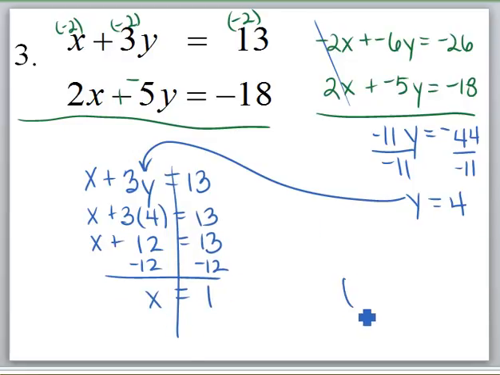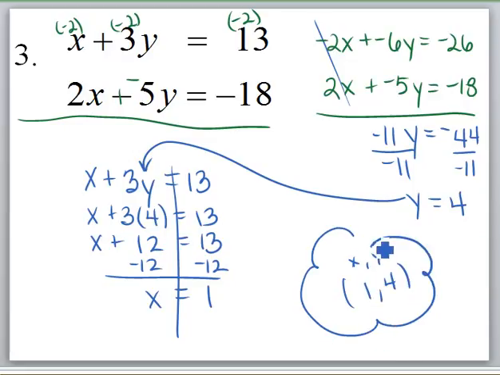So I end up getting the answer of 1, 4. I'll just check that solution. So 1 times 2 is 2, and -5 times 4 is -20. 2 and -20 is -18.